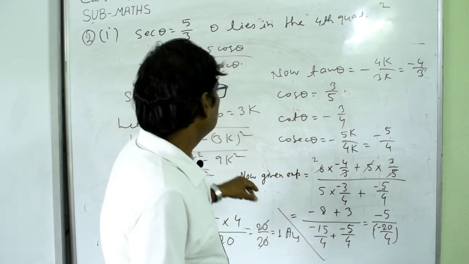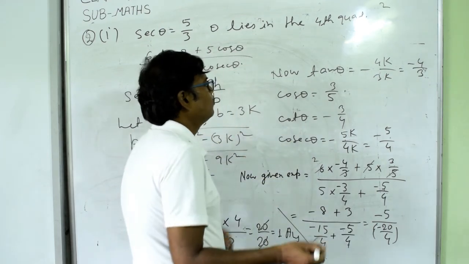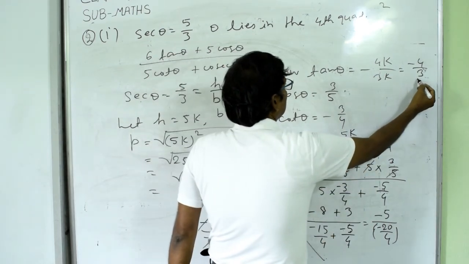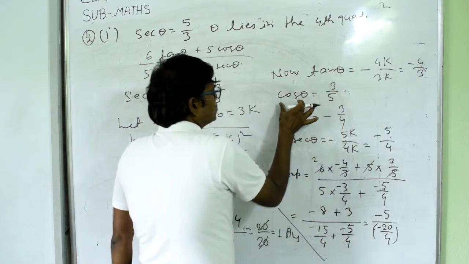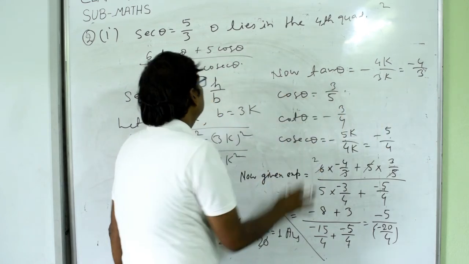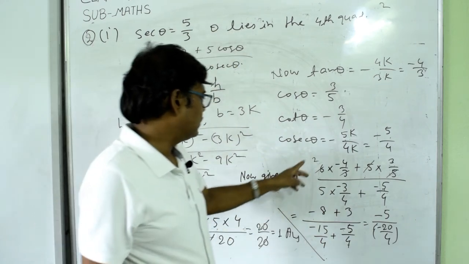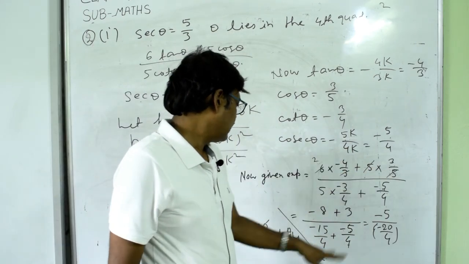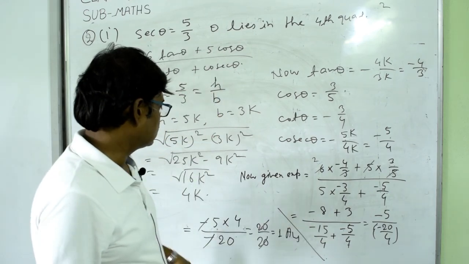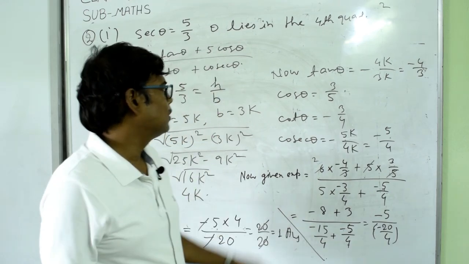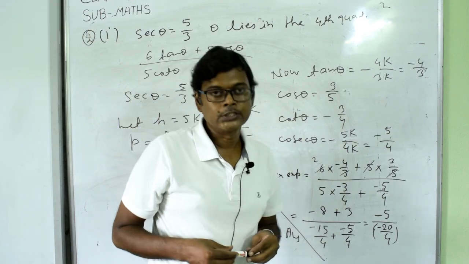Now we will put these values, the values of tan theta, cos theta, cot theta and cosec theta, in this expression and then simplify. After putting all the values and simplifying, you will get the answer 1. Okay, so this is the answer of this question.